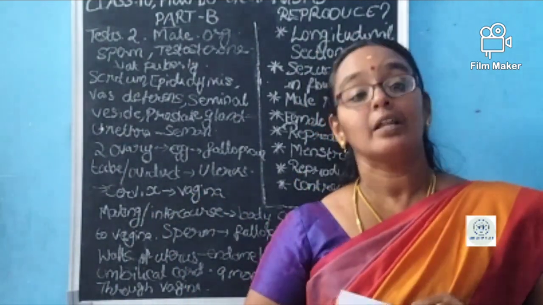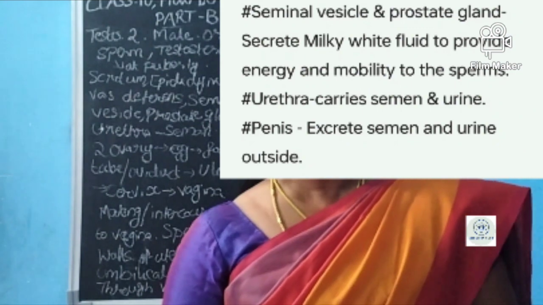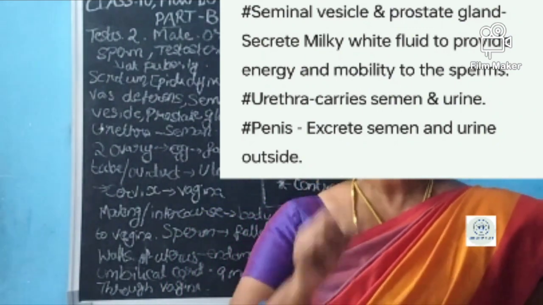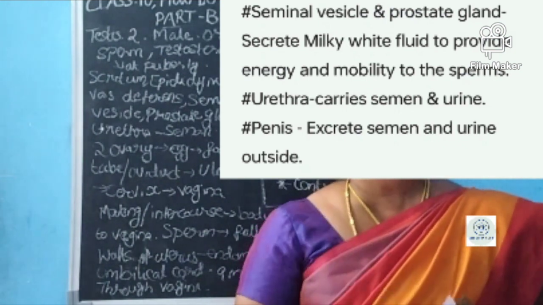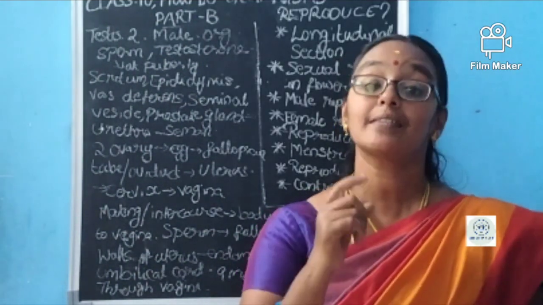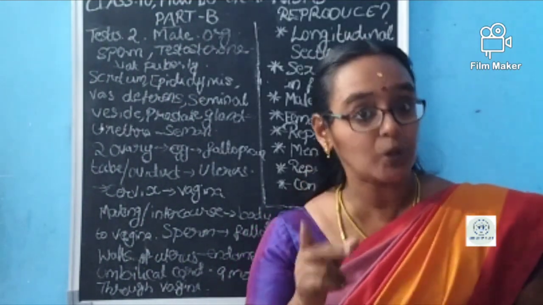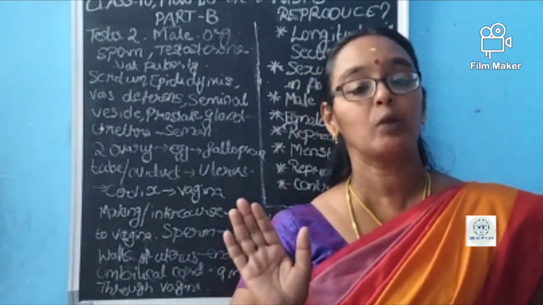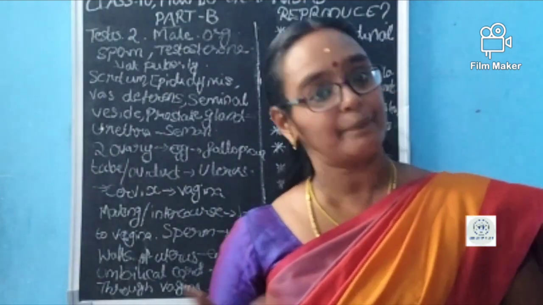Up to this extent, the male reproductive system has been discussed, right? But there is one important part. Through the urethra, two things come: urine as well as semen. But both will not come at the same time. While semen is coming, the urine will be blocked. While the urine is coming, the semen will be blocked.